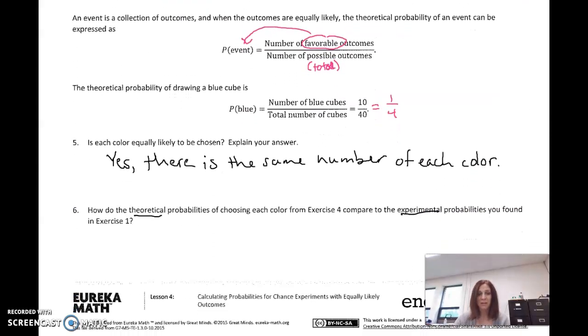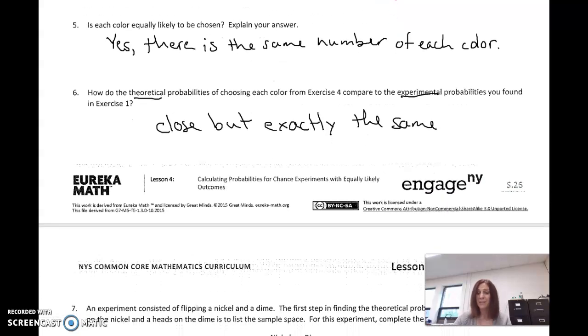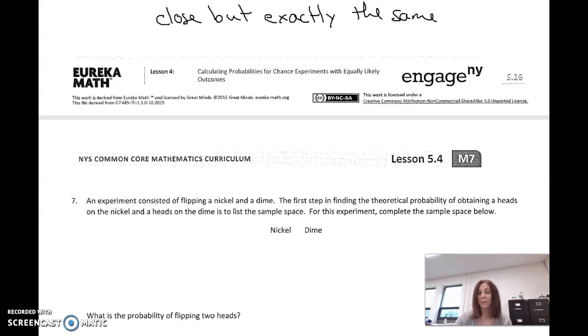So how did they compare? Close, but not exactly the same. Okay, so we were close. It kind of makes sense, and I think the more we drew out, it would get closer and closer to being 1/4 each. Okay, so let's take that idea of theoretical probability, not doing this test a bunch of times and using that, but actually what could happen.